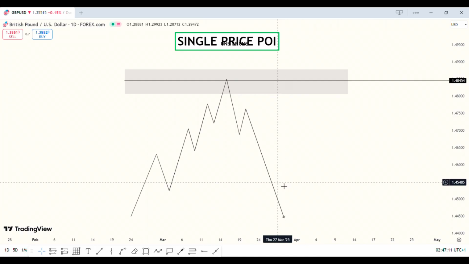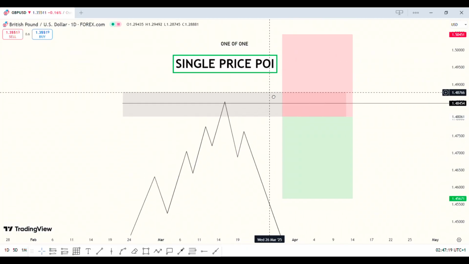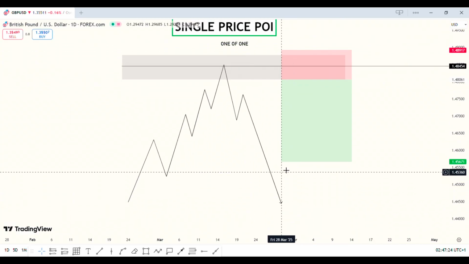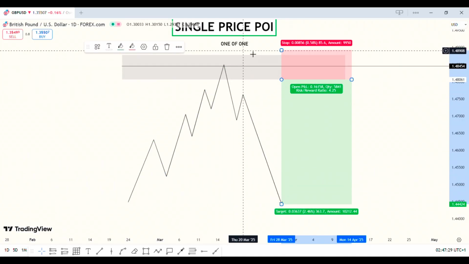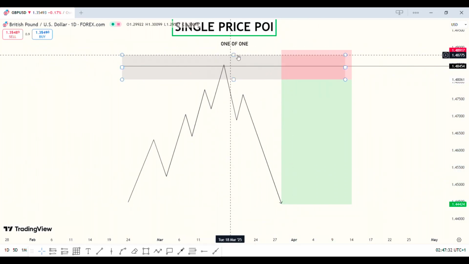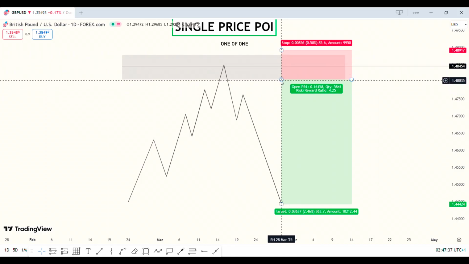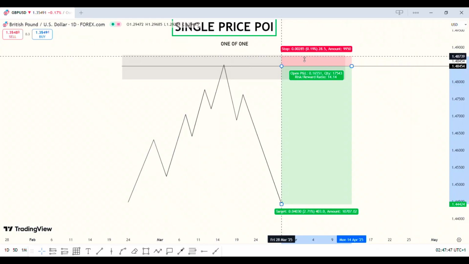So what is the advantage of this? Now, instead of having a risk to reward that would be like this, for instance, instead of marking out the entire zone and using the entire zone as our entry, placing our stop loss above that zone, in this case, or in the case of a sell, we are going to refine our entries into that single price, and our stop loss would just be very close to it.